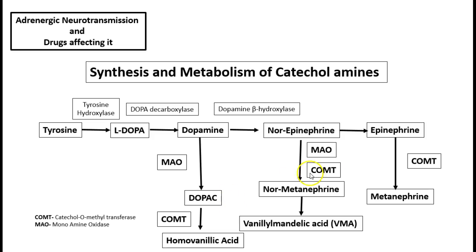Whereas norepinephrine is metabolized with the help of the MAO and COMT enzymes to normetanephrine and then to vanillyl mandelic acid. Whereas epinephrine is metabolized to metanephrine. Now vanillyl mandelic acid is very important in terms of a condition called pheochromocytoma. In pheochromocytoma, usually VMA levels are quite high.